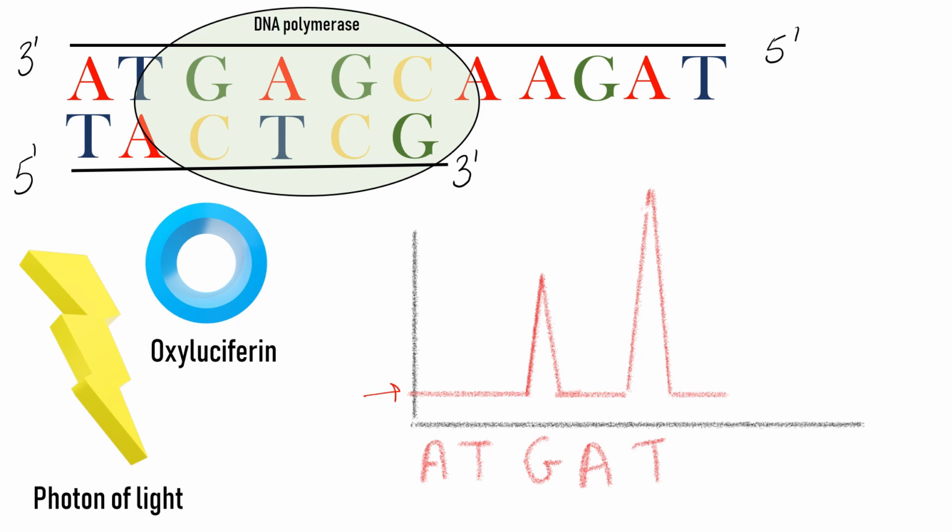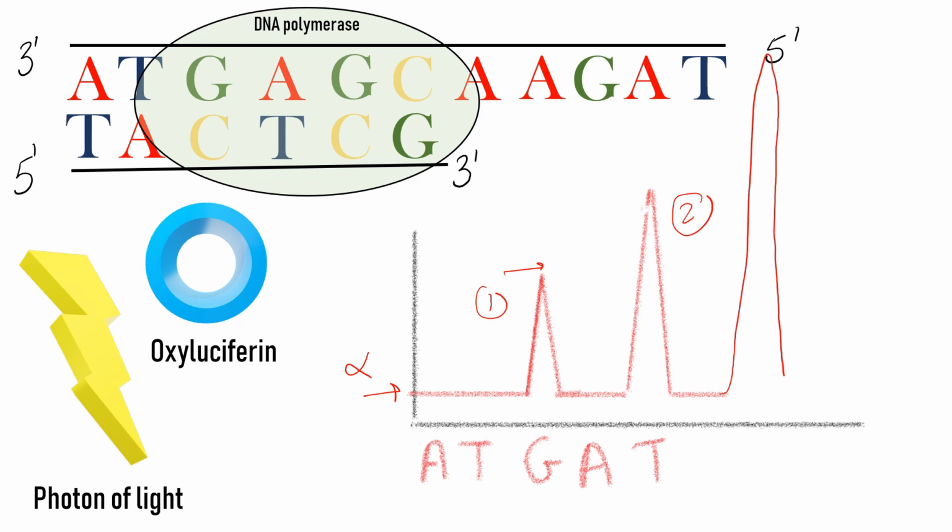No peak means that the nucleotide is absent. One peak means that one nucleotide is present in the sequence, that is G, and 2 peaks means that 2 nucleotides are present. Similarly, if we have a longer peak than this, then we can see the intensity, and according to that we can say whether there is a presence of 3, 4 or 5 repeated nucleotides of the same type.